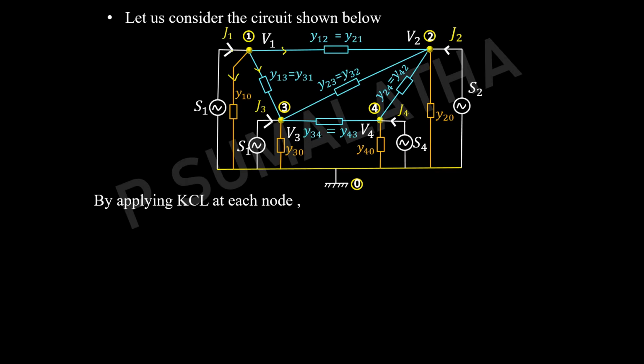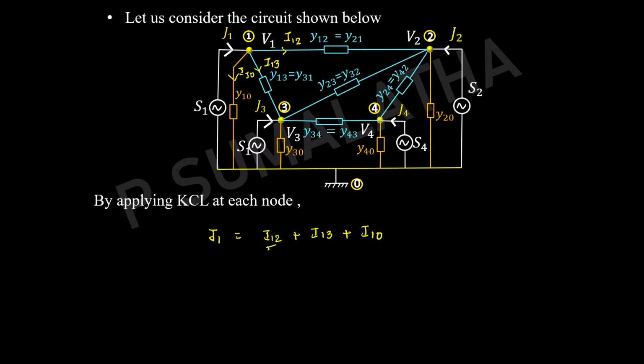Whatever current direction is given, we are not allowed to change it, but whichever is not mentioned, we can consider according to our convenience. So I am considering that except the J1 current, all the remaining currents are leaving the node. Let this be the current I12, this the current I13, and this the current I10, which is connected between the first node and the reference. So I can say the current J1 is equal to I12 plus I13 plus I10, right?